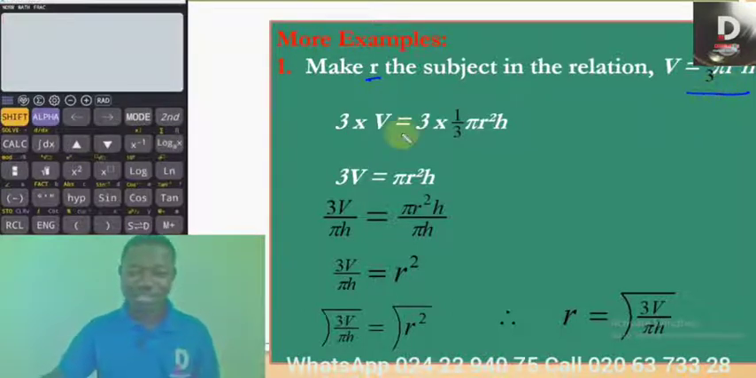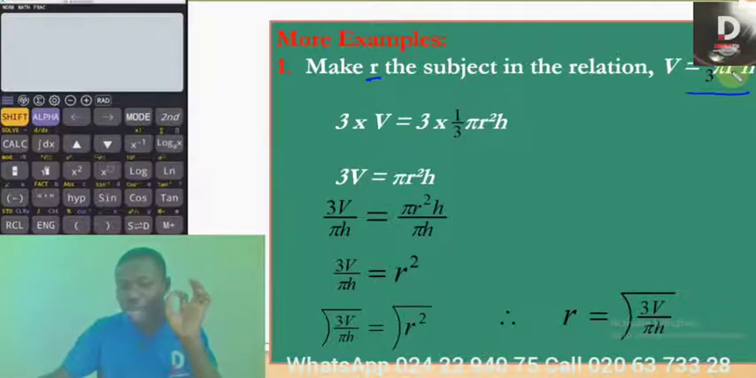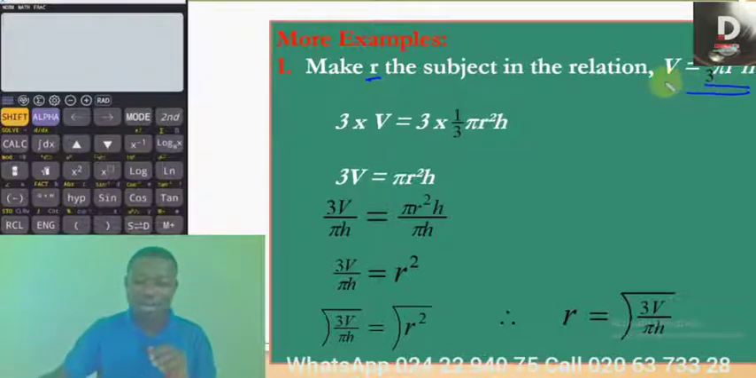It makes sense. Good. So, like I said, the first thing is to check if there's a veil or power covering the side we want to make the subject. Can you see that? There's a power though, but that power is on top of only R. It's on top of only R. So you clear it at the last point. Now, here there's no power for the whole term or the whole side of the equation. So what we have to do is that we move to the next step.